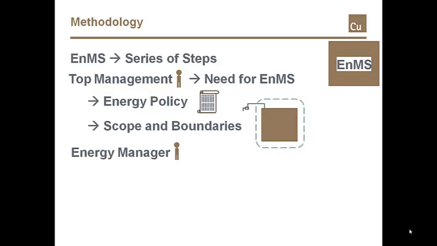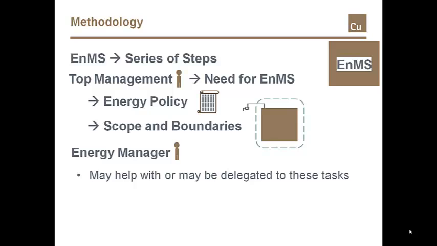Since the energy manager may be called upon to help with or may be delegated to do these tasks by top management, the following examines the basic steps required for setting up the energy management system. How may an energy management system be implemented? The basic outline of what occurs with an energy management system, or EnMS, may be summarized as: define the scope, that is, the activities, facilities, decisions, etc. to be addressed. Normally, top management does this.